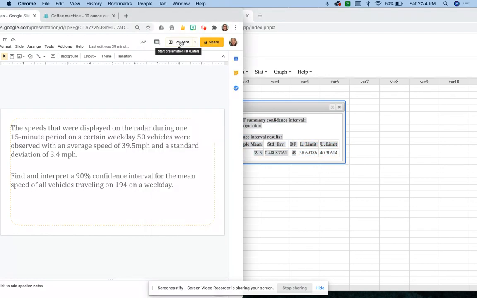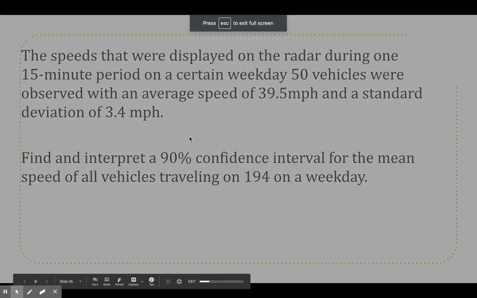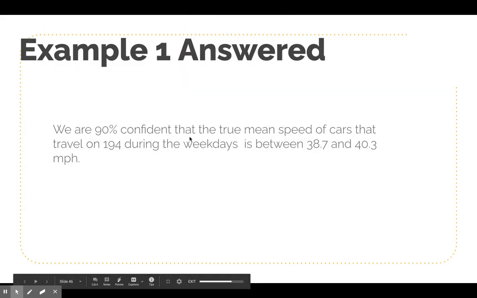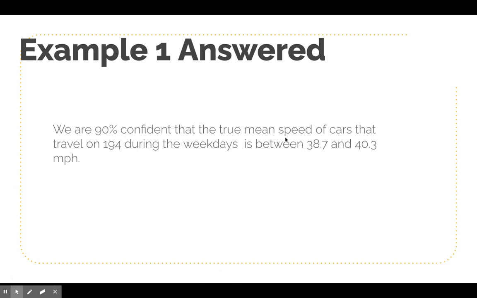So really, it truly is the same steps. You just have to make sure you click on the right things when you're doing proportions versus means. So remember, we would say we are 90% confident that the true mean speed of cars that travel on 194 during the weekdays is between 38.7 and 40.3 miles per hour.